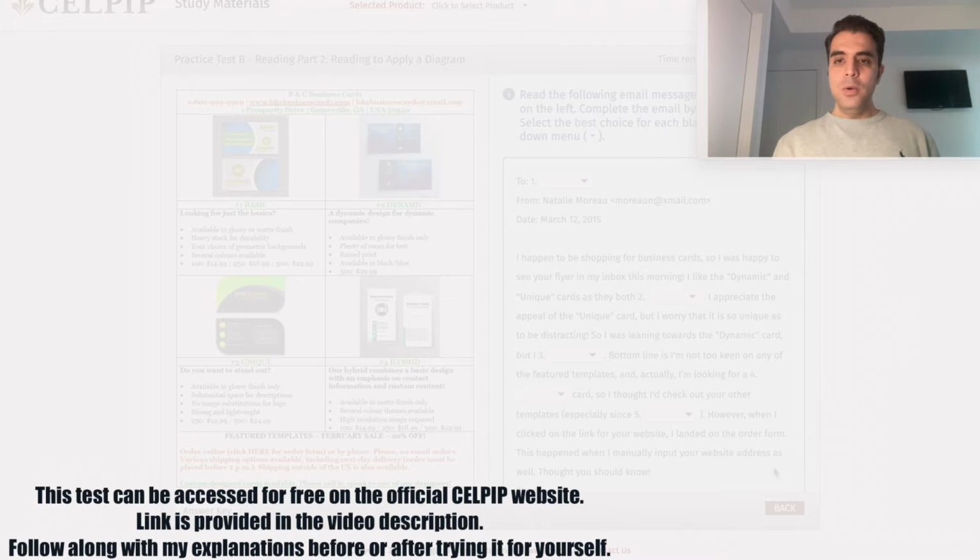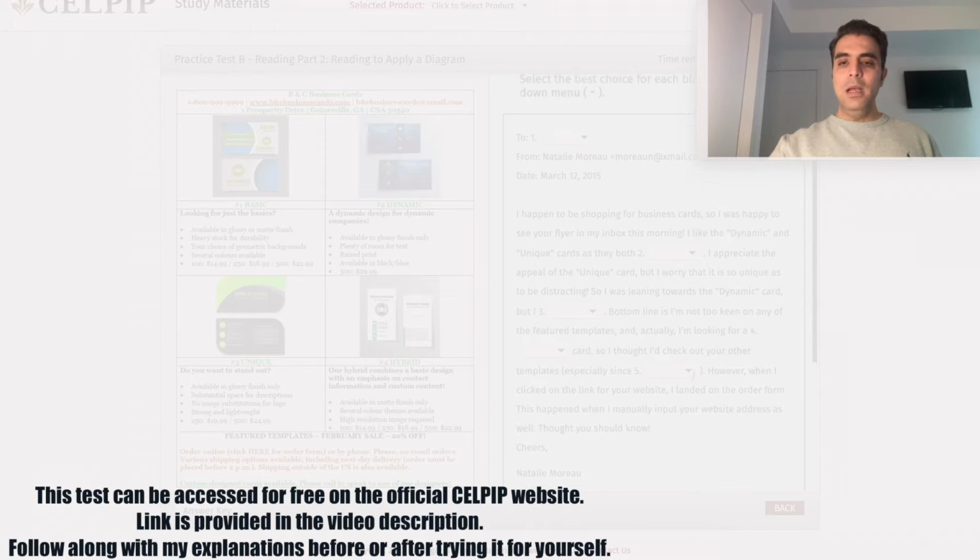So once again, we are dealing with a letter or an email that has something to do with these options and the images that we can see in the diagram. Now, again, it's always a good idea, prior to attempting to answer the questions, to get an idea of who is writing to whom, and to what end, what is the purpose.